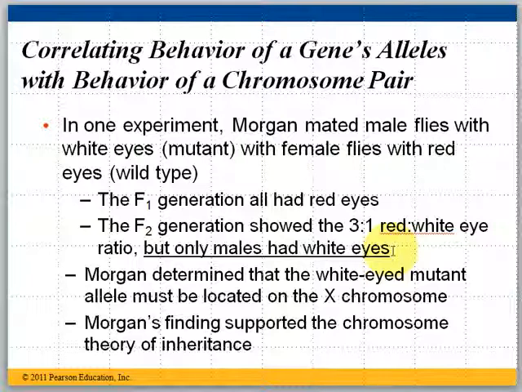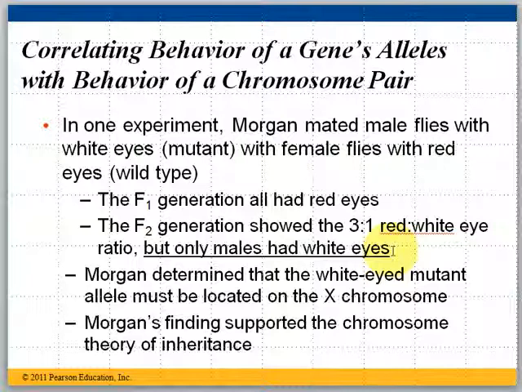What that helped Morgan determine was that the white-eyed mutant allele, the particular allele or gene that was different for that characteristic, must be located on the X chromosome. So Morgan's findings supported the chromosome theory of inheritance, that genes are located at specific physical locations on the chromosome. Let's break down his findings so we can understand this. Because in the F2 generation only the males had white eyes, he said that mutant allele must be located on the X chromosome.